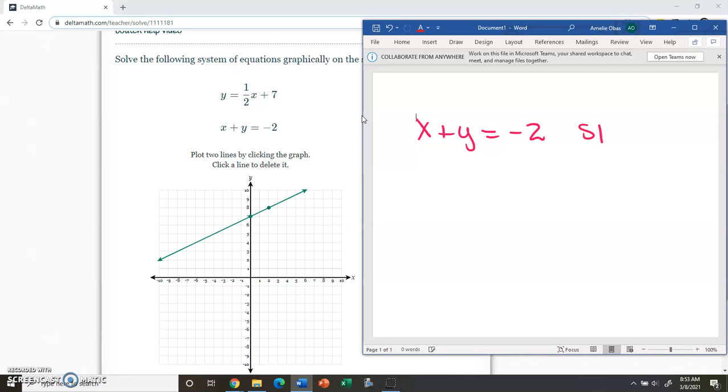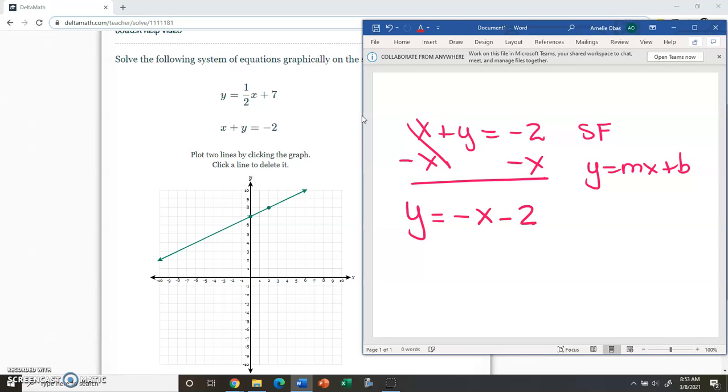This is standard form, SF. I'm going to get it into the y equals mx plus b format, where y is by itself on the left side. So that means I need to subtract x on both sides. This will cancel out. Y will be by itself. And since I can't combine these two because they're not like terms, I leave it as negative x minus 2. So now I can start looking for my m and my b. My m is going to be negative 1 over 1, because remember, if you have a whole number, you can always put it over 1. And then my b is negative 2.